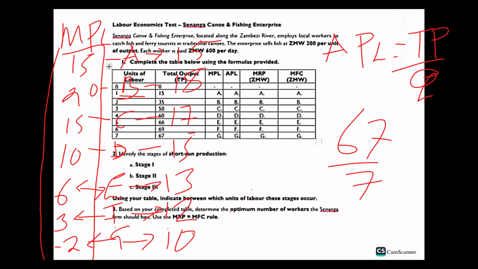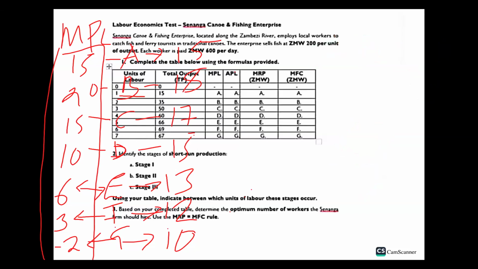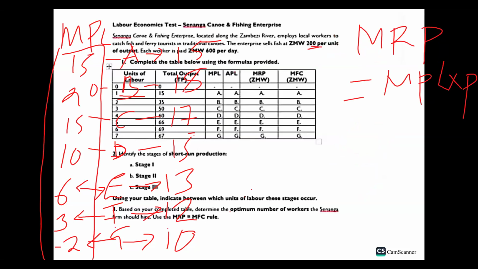Then marginal revenue products. That is the MRP. How do you find the marginal revenue product? We explained marginal revenue product is MPL times the price, right? MRP is equal to MPL times the price. The price is already given as 200, right? So you just start multiplying these MPLs that you found. For example, 15 times 200. Get what I mean?